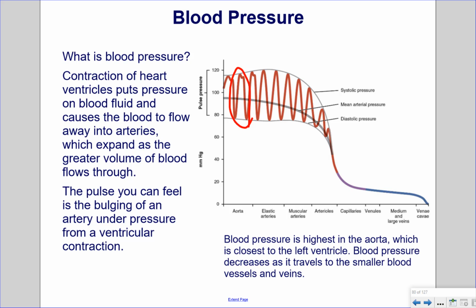Blood pressure decreases as it travels to the smaller blood vessels, including the arterioles and capillaries. And then the veins in the vena cava are under the lowest amount of blood pressure. So when the blood finally returns back to the heart, we have very little blood pressure.